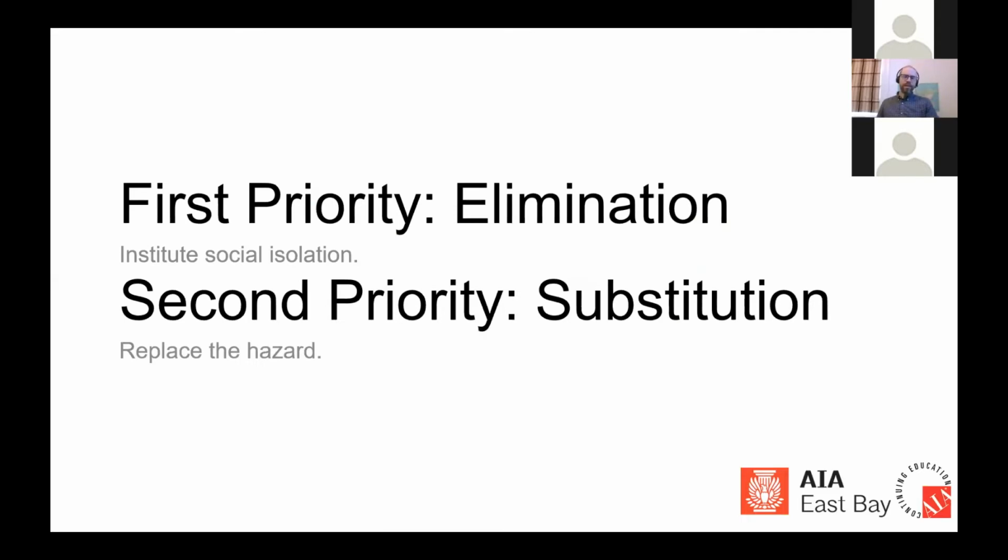Okay, so the rest of this presentation does follow the CDC guidance, the hierarchy of controls, and the first two priorities, as I just mentioned or alluded to, instituting social isolation and replacing the hazard, don't necessarily apply to us in this case. And so for the first one, wherever possible, occupants should work or access the business from home, which is actually part of what we're doing right here as part of this streaming session. Normally we might be having this in the AIA East Bay office.